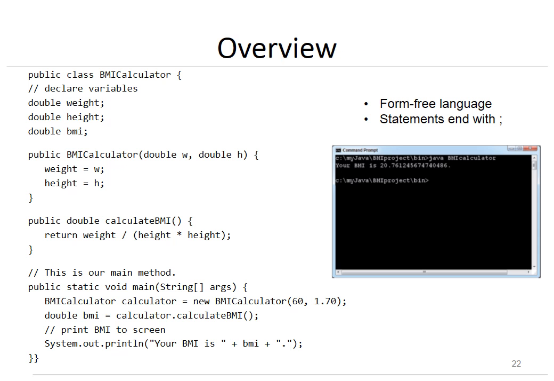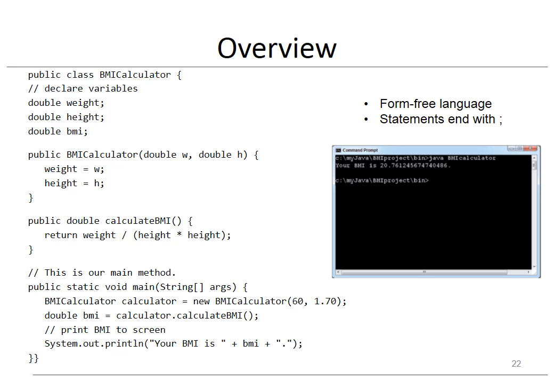Here you can see a running example. The Java class BMI calculator allows to calculate the BMI of a person. Remember, the BMI is calculated as the weight divided by the height squared. A couple of things are worth noting here. First of all, Java is a form-free language. In other words, any statement can start at any place of indentation. White spaces, tabs, and new lines can be added wherever desired.